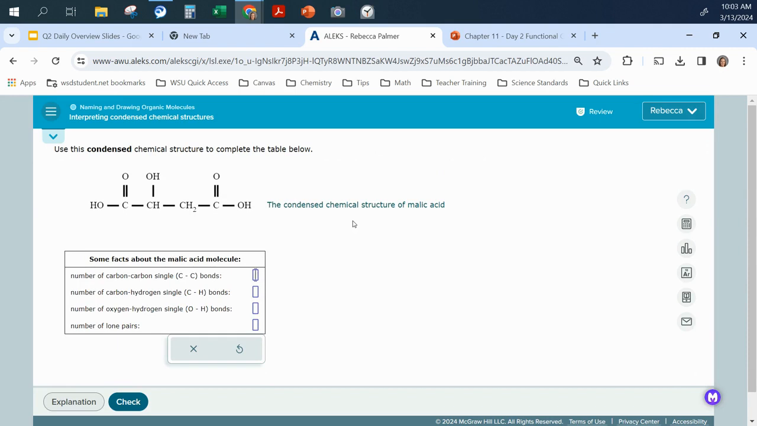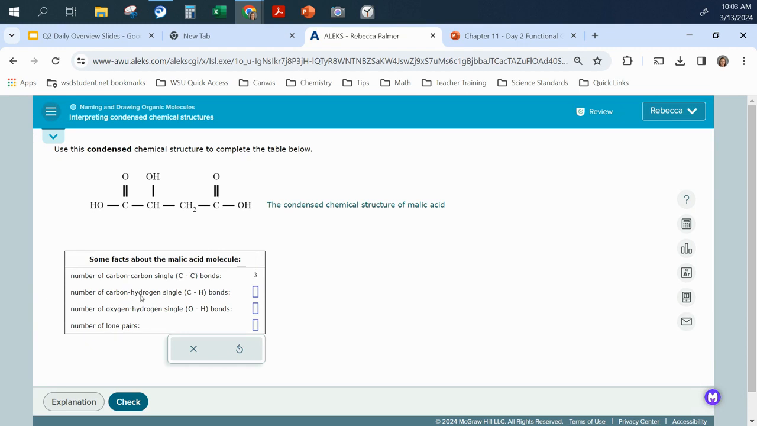So we're looking at the condensed structure, and we remember there's still lone pairs and there's still bonds between the carbons here. We just have to count. So the first one says number of carbon to carbon single bonds. So we're looking through this chain. So here's one, and then this carbon is actually connected to this carbon. Okay. The hydrogen can only make one bond, it's bonded to the carbon. So 1 carbon-carbon bond, 2 carbon-carbon bonds, 3 carbon-carbon bonds.